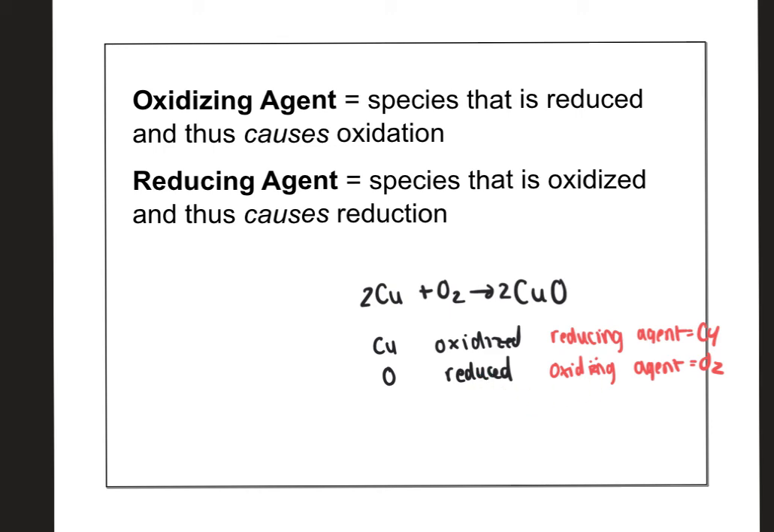So here's kind of the tricky part. It feels opposite. If something's reduced, it's called the oxidizing agent. If something is oxidized, we call it the reducing agent. But instead of just saying the elements like Cu and O, we give the full formula. So in this case, copper was oxidized and copper was the reducing agent. Oxygen, the element, was reduced, and O2, that chemical, was the oxidizing agent. So if it's reduced, it's the oxidizing agent. If it's oxidized, it's the reducing agent, but we give the full chemical formula.